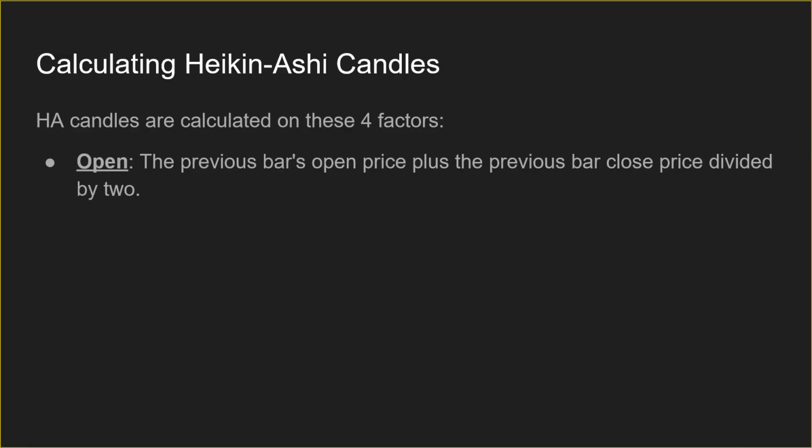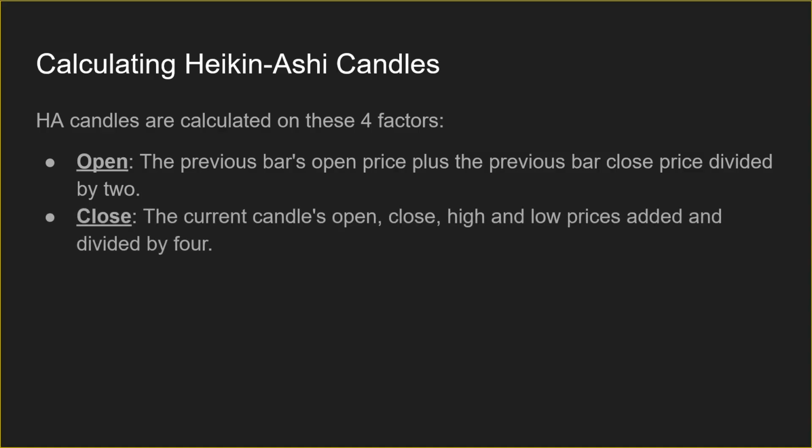So next we're going to talk about how Heikin Ashi candles are calculated. Heikin Ashi candles are calculated on these 4 factors. The open of the candle body is based on the previous bar's open price plus the previous bar's close price, divided by 2. This is where we get the average open and general identification of whether the candle is going to be green or whether the candle is going to be red.